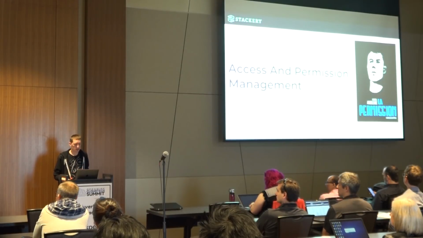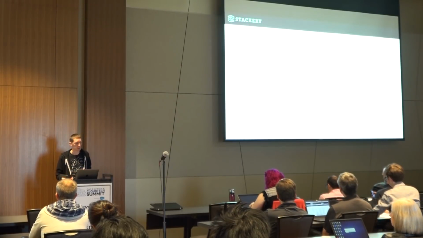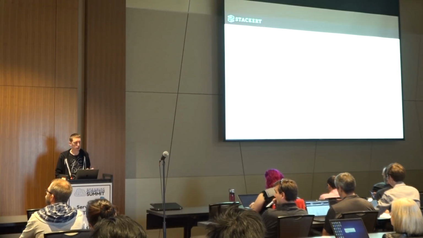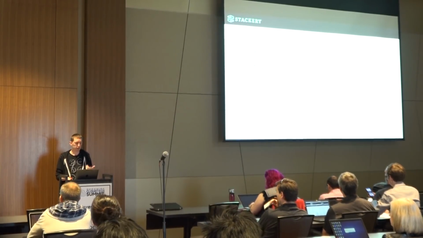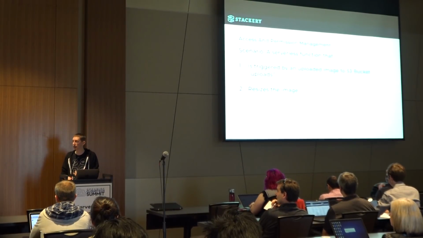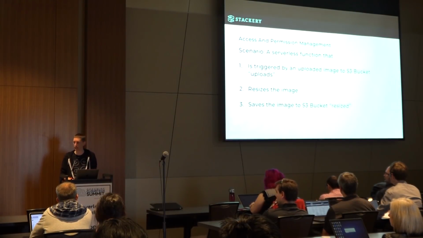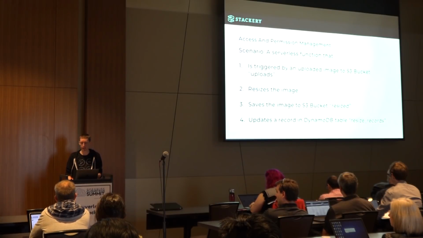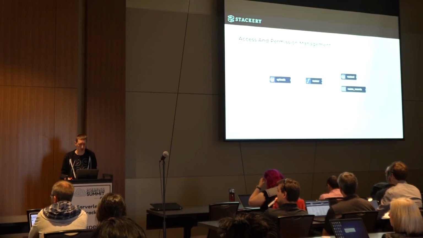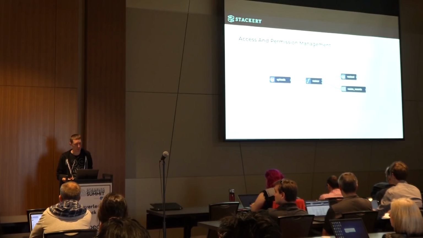So first, if we start out looking at access and permission management, we can, again, start with another simple scenario. Let's say I need to build something where I've got a serverless function that is triggered by an upload of an image to an S3 bucket called uploads. And that function is going to resize the image. It's going to save that image to a new bucket called resized. And it's going to update a record in a DynamoDB table called resize records. So this may be what your architecture loosely looks like, pretty simple.